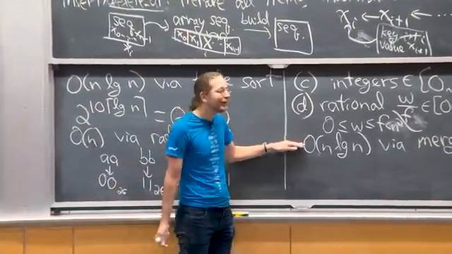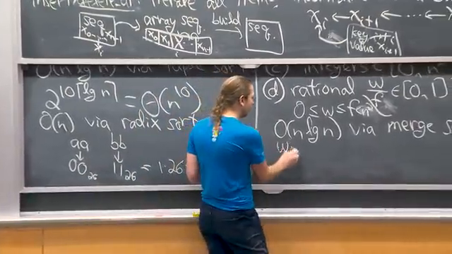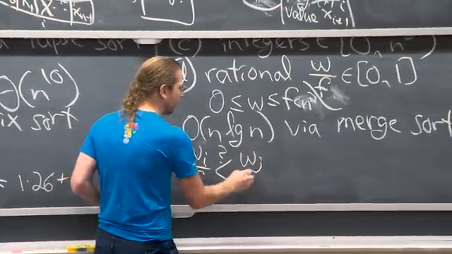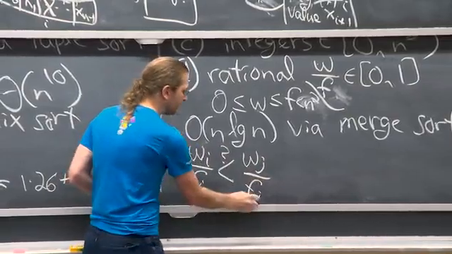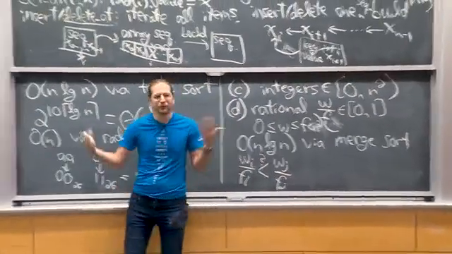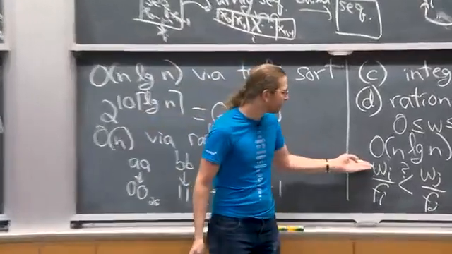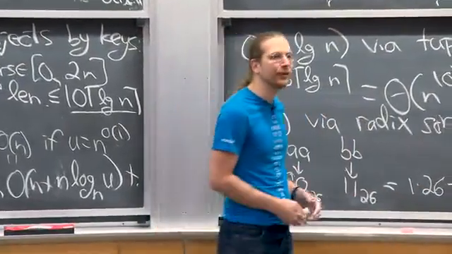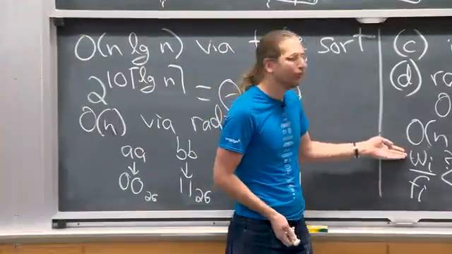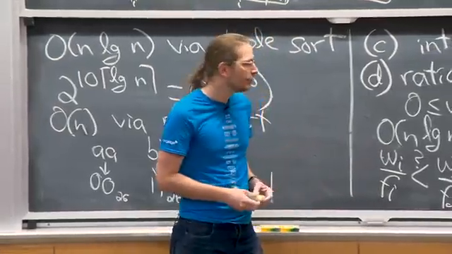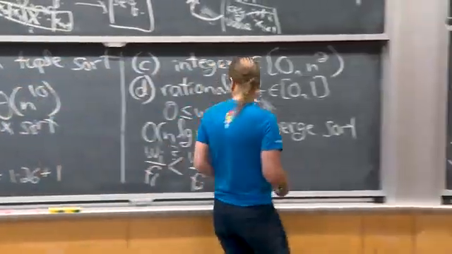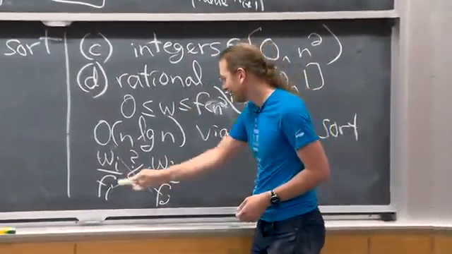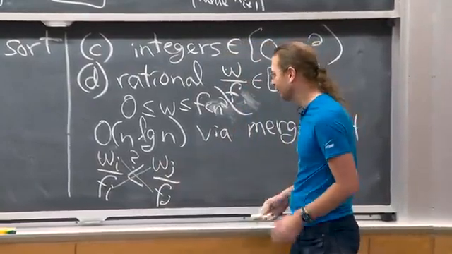But to apply merge sort, I need to say, how do I compare wi over fi versus wj over fj? My computer only deals with integers. We can't actually represent wi over fi explicitly in binary because it has infinitely many bits. But I can represent it implicitly by storing wi and fi. Multiply by fi and fj. Yeah. We learned cross multiplication, which is the same as multiplying both sides by fi and multiplying both sides by fj, as you said.